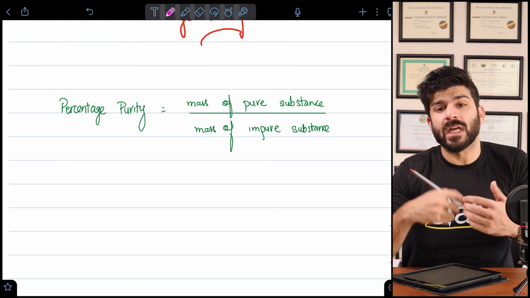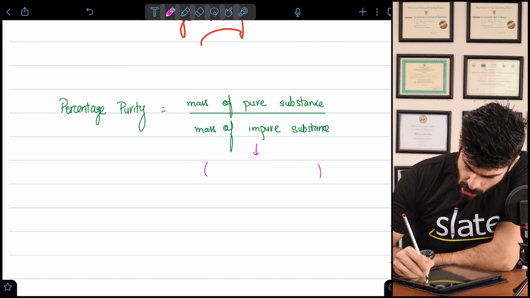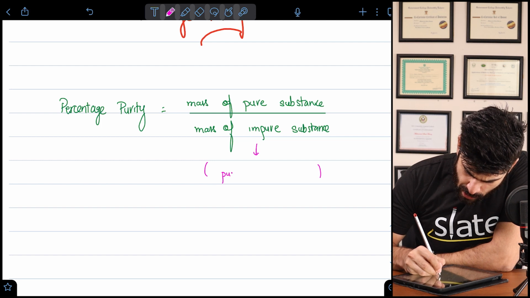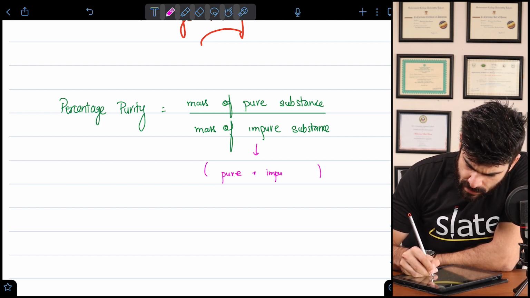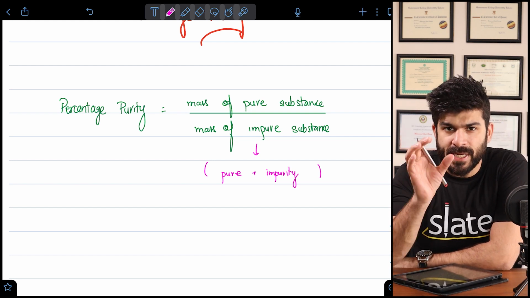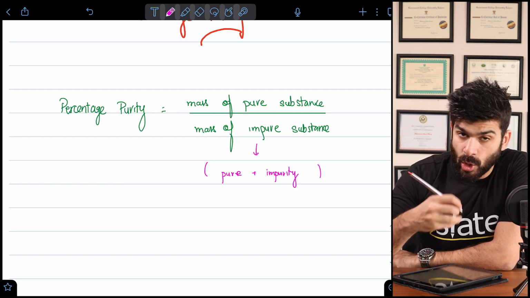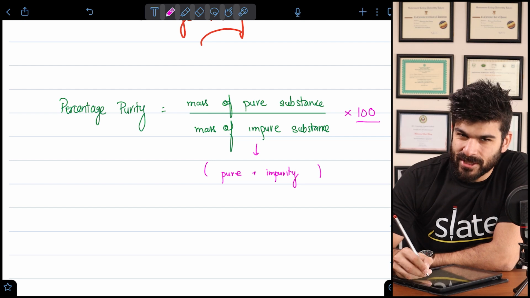And I repeat, because that's a common confusion among students, that when we talk about impure, we talk about both the pure substance plus the impurity. So you will not just consider impurity all differently. Impurity is a part of the impure substance along with the pure one. And you multiply the value with 100 because it's a percentage.